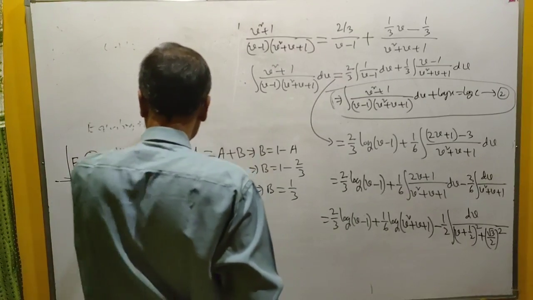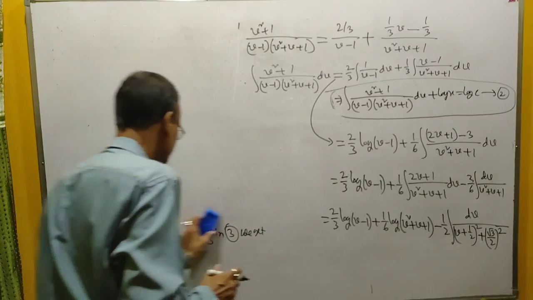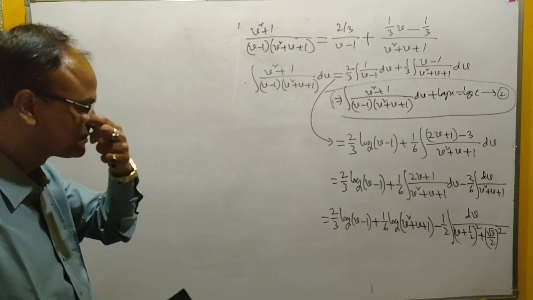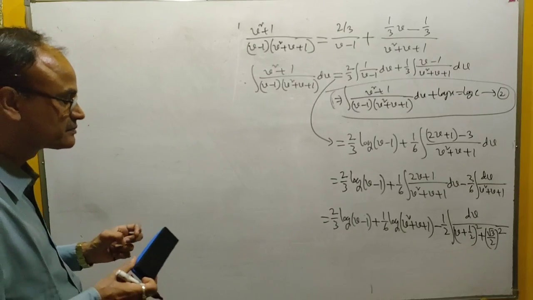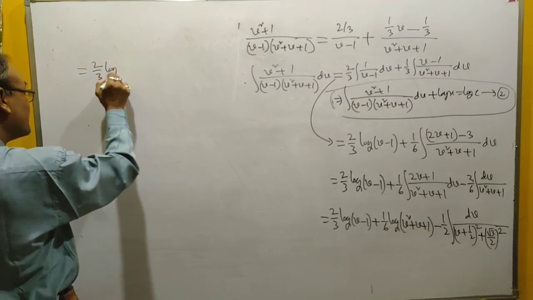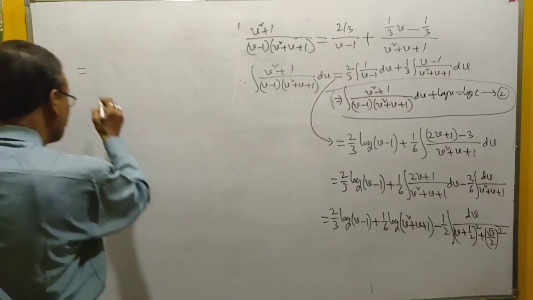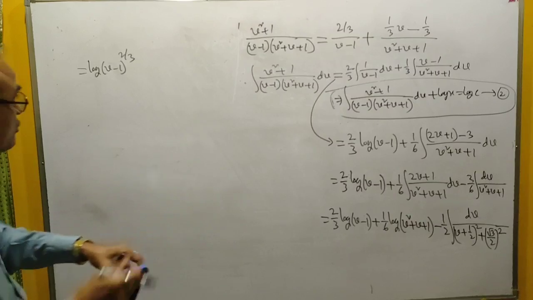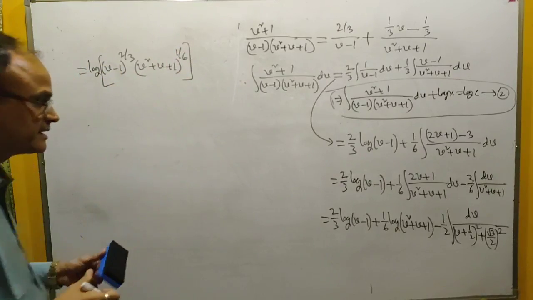Now, let me write here. Now, this is equal to 2 by 3 log b minus 1. You may write log of b minus 1 to the power 2 by 3. You may write like this also, into b square plus b plus 1 whole to the power 1 by 6. You may write like this.